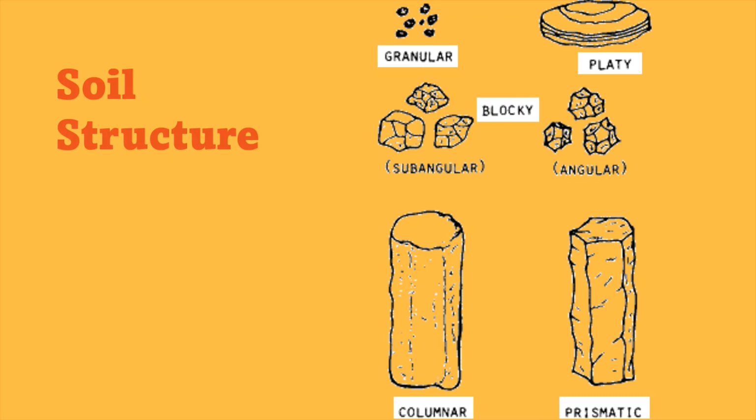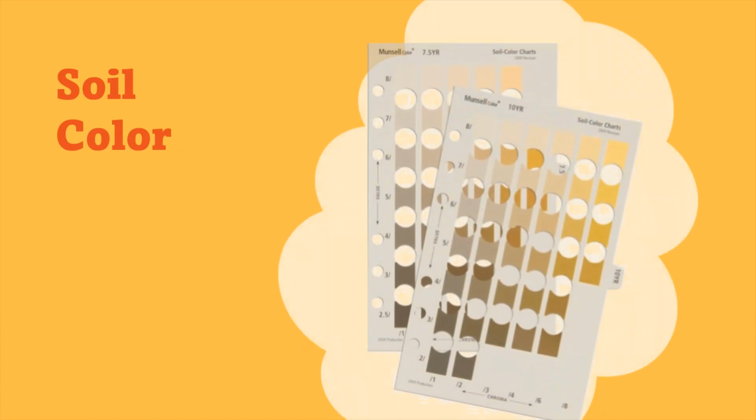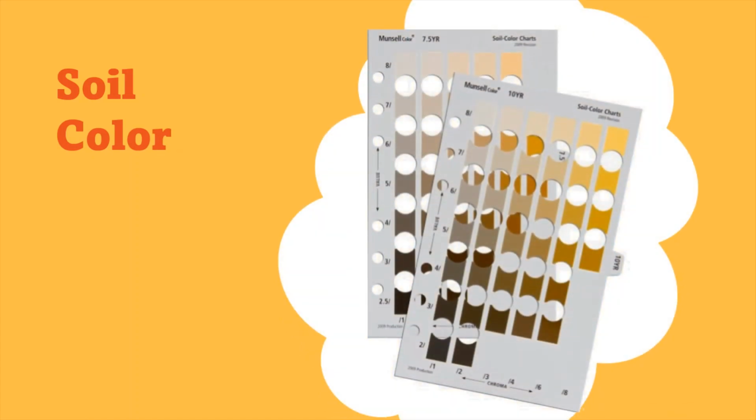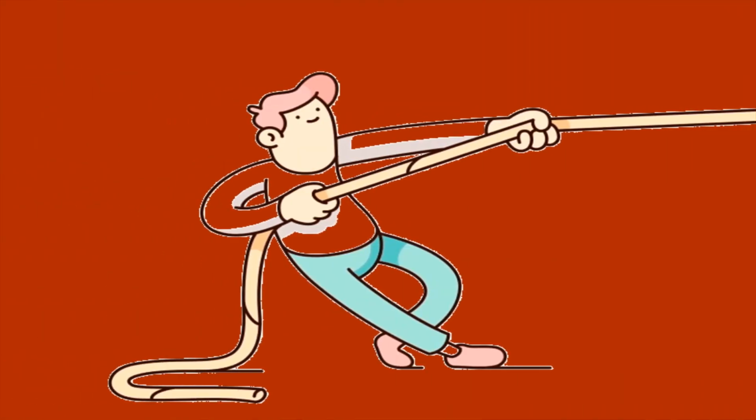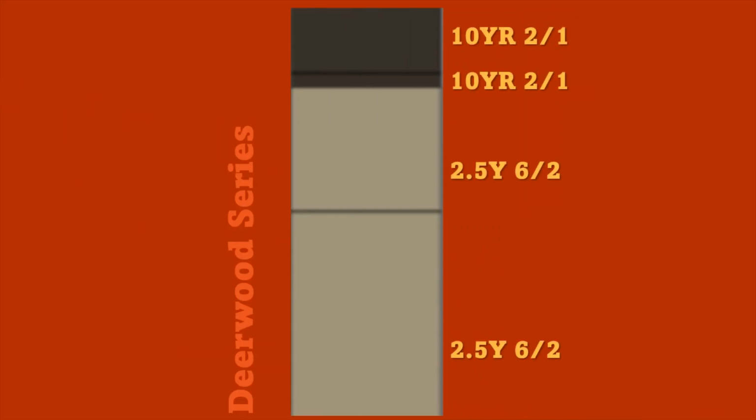Soil structure refers to how beds of soil are naturally grouped together into aggregates. The 5 main types of structure are granular, platy, blocky, columnar, and prismatic. Color may be one of the easiest ways to distinguish separate horizons. Let's look at the Deerwood soil profile again. Here are the colors for each of the horizons. We can see the color for the first horizon is 10YR 2/1. But what does that mean?